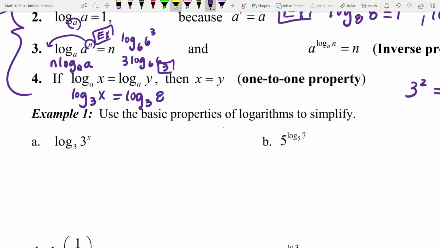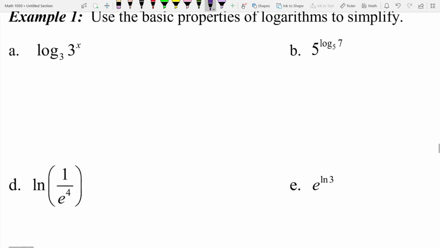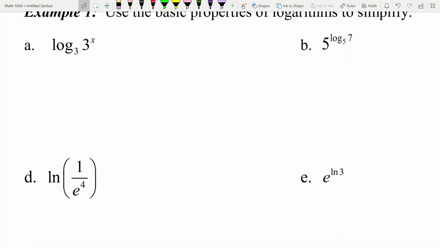Well, if log base 3 of x is log base 3 of 8, then x must be 8. Same idea as the other rule I just showed you, okay? Now let's apply these rules. All we're trying to do is evaluate this, okay? So if you see that exponent, pull it down in front. So everybody write x times log base 3 of 3.